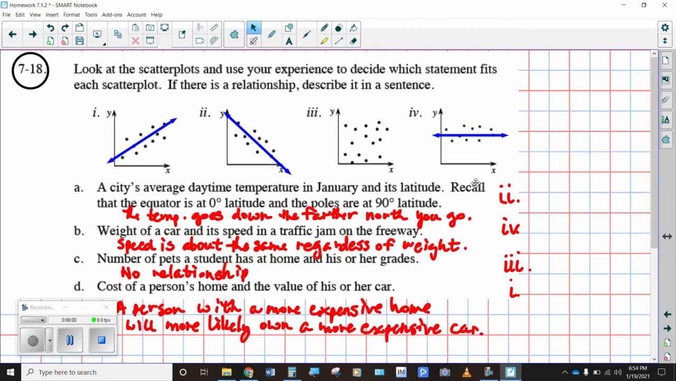So that's the one where, that's graph 2. So as x is the latitude, going from 0 to 90, the average daily temperature is going to go down. It's warmest at the equator, and then as you get toward the North Pole, it gets much, much colder. So that would be graph number 2.